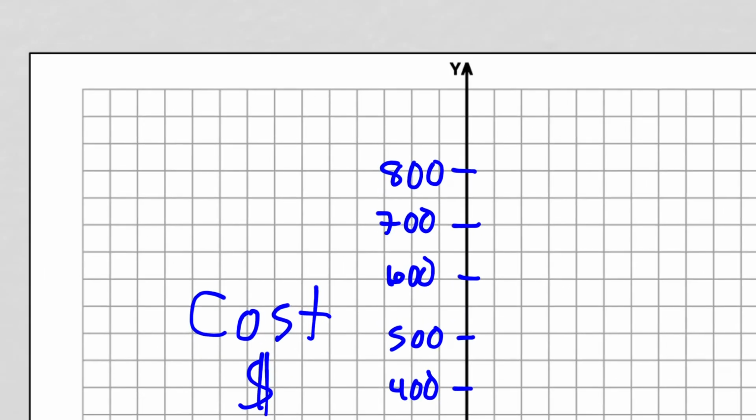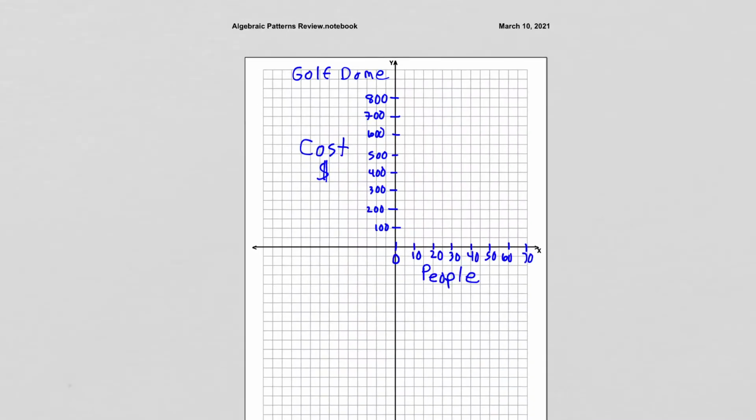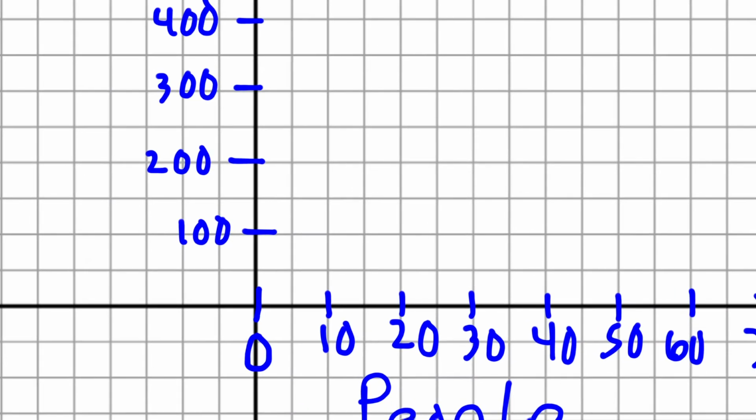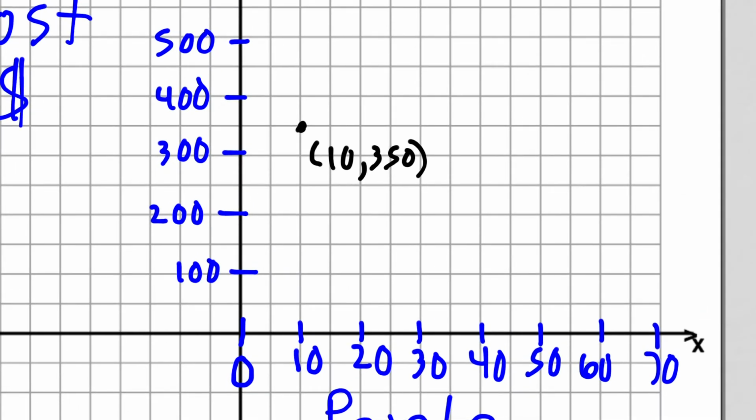Oh, and I should name this. This is the Gulf Dome. Name your graph if you can. All right, so we always do x first, y second. So when x is 10, y was 350 right there. Boom. When x is 20, y is 450. Boom, right there.